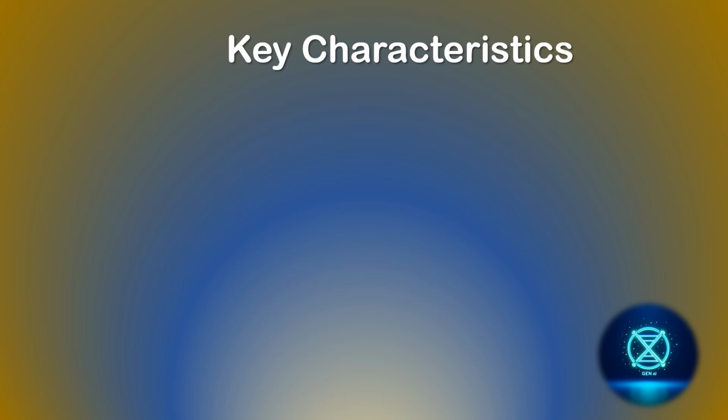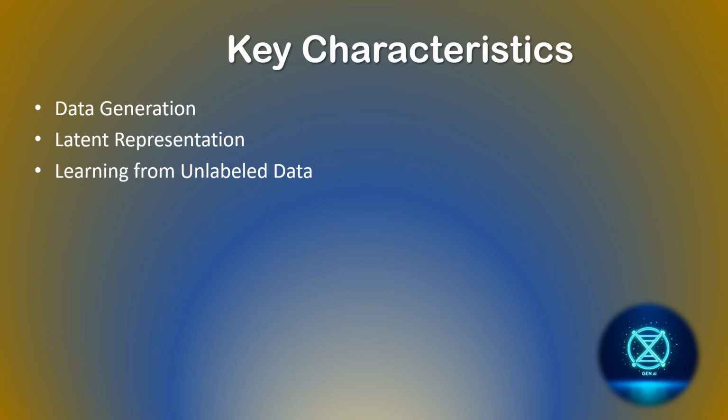Now let's see what key characteristics they have. As I already explained in the previous slide, they are data generation, latent representation, and learning from unlabeled data. These are the key concepts of these models. Data generation: they can produce new samples from the learned data distribution, the data that we have fed in, allowing them to create realistic instances of the data. For example, they can generate images, text, and audio. That is the data generation concept.